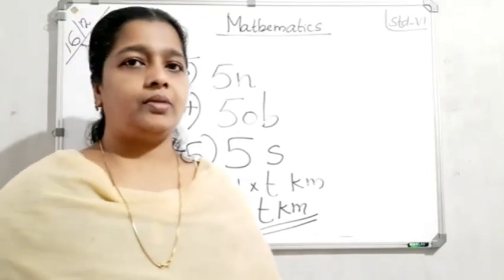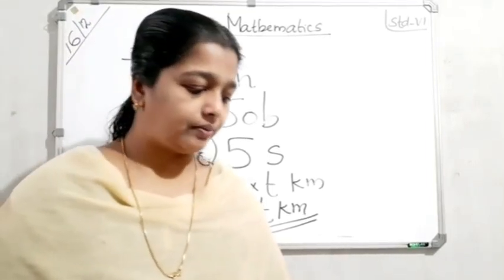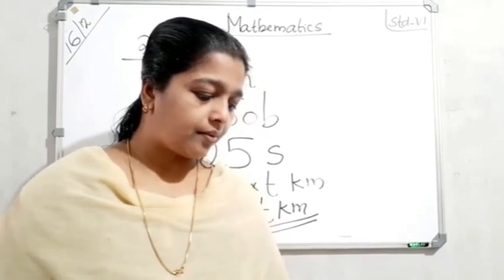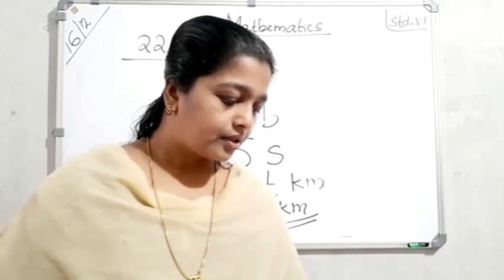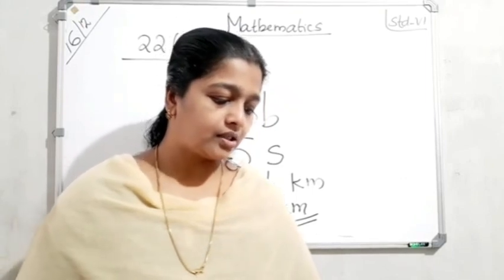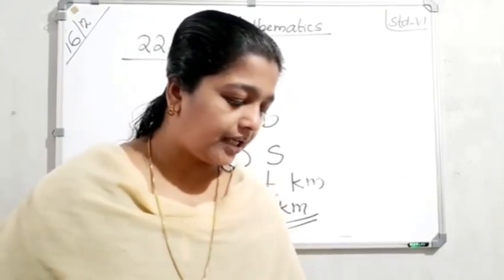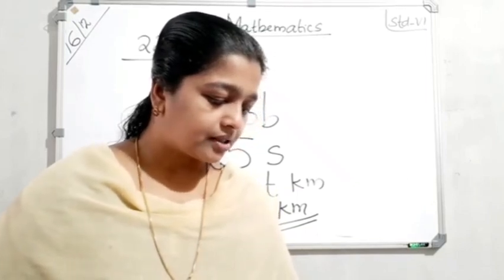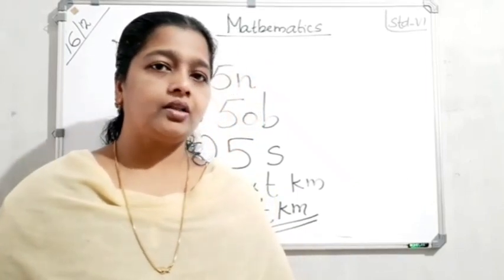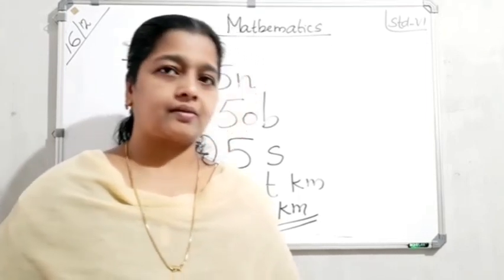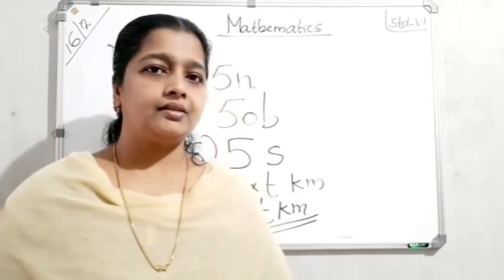T kilometers. So from here, question number 2 and question number 6. Other questions you don't have to write. Question number 3 and question number 6, you have to write in your notebook. 2 and 6. Clear? Yes.